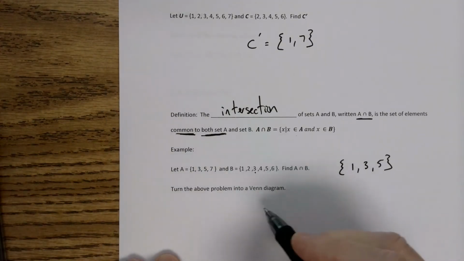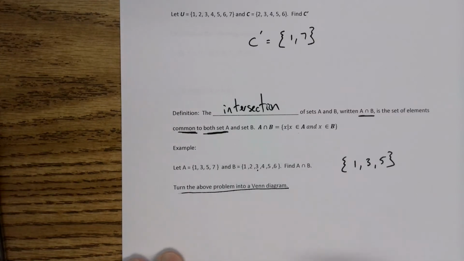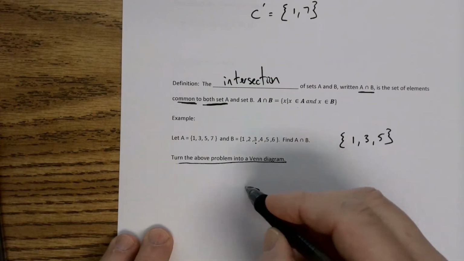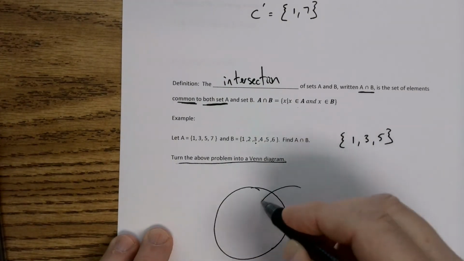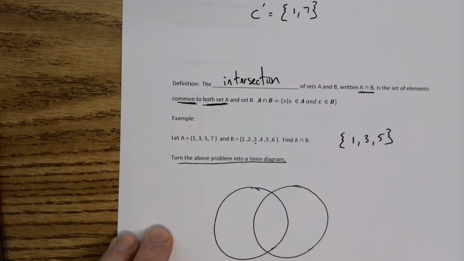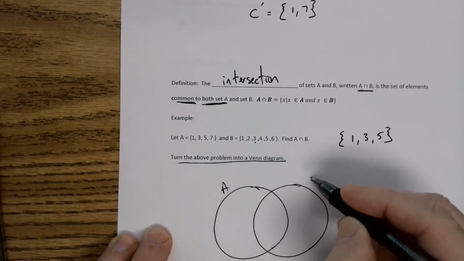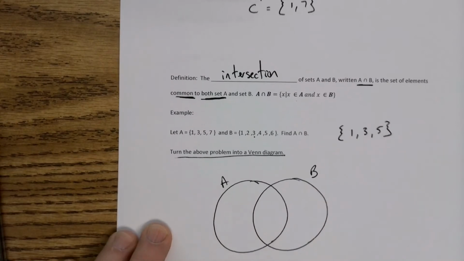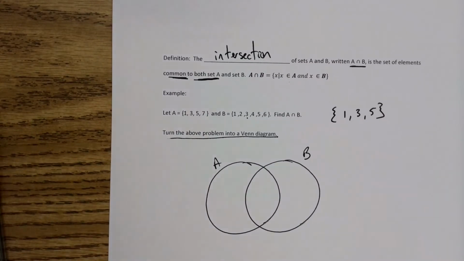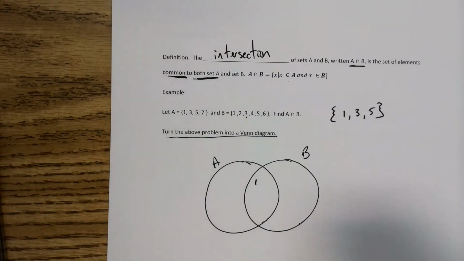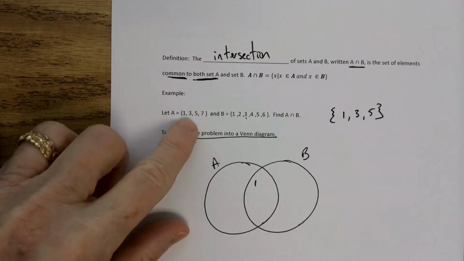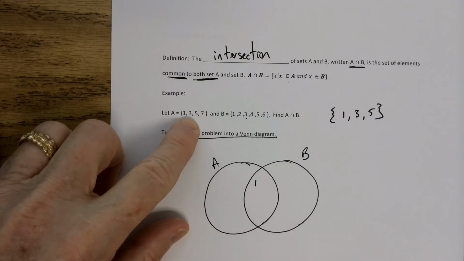Okay. Can we turn this above problem into a Venn diagram? Oh my goodness. Okay. Where am I going to put the number 1? Middle. In the overlap. In the football. Where am I going to put number 3?